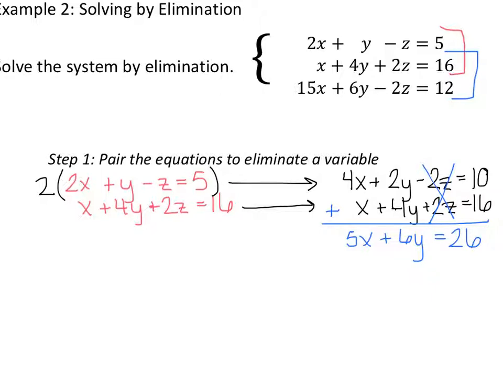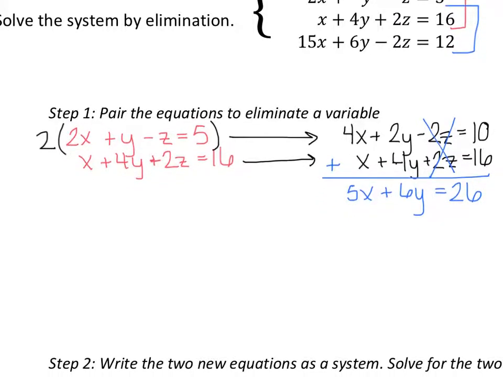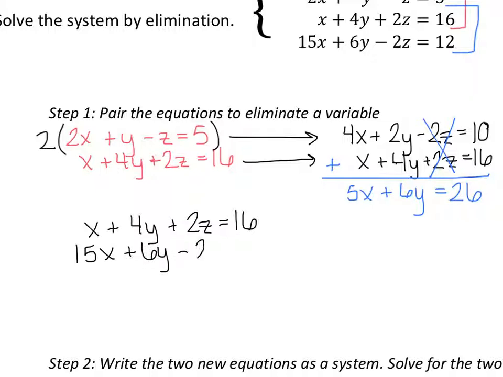All right, so we have one equation that looks a little easier to deal with. It only has 2 variables. We're going to pair our other 2 together and cancel out the z's, and then we'll have 2 equations with 2 variables, which is what we're used to. So I'm going to write down x plus 4y plus 2z equals 16, and 15x plus 6y minus 2z equals 12.